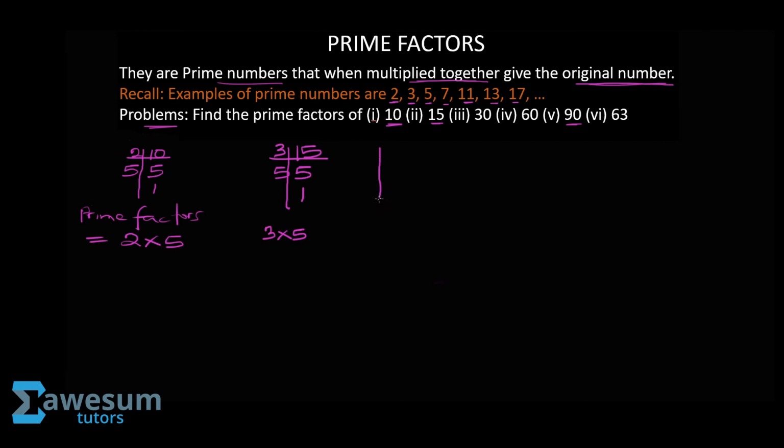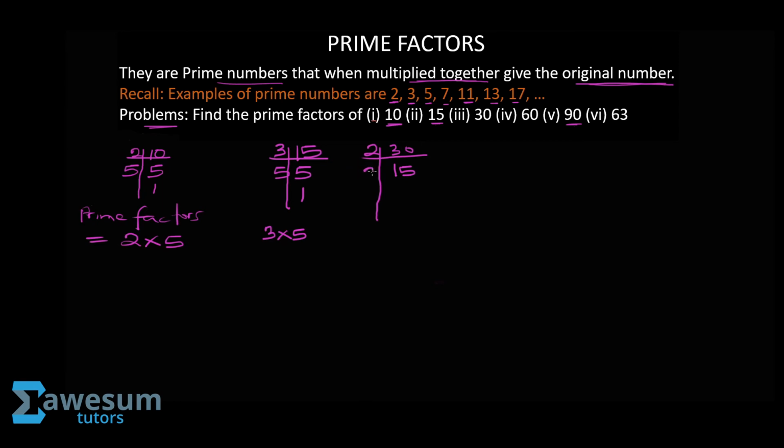What about 30? 30, okay? So if you look at this, the smallest number that can divide 30 is 2. 2 in 30 is going to give you 15, right? 15. Now the next number is going to be 3 because 2 cannot divide 15. It's going to be 3.